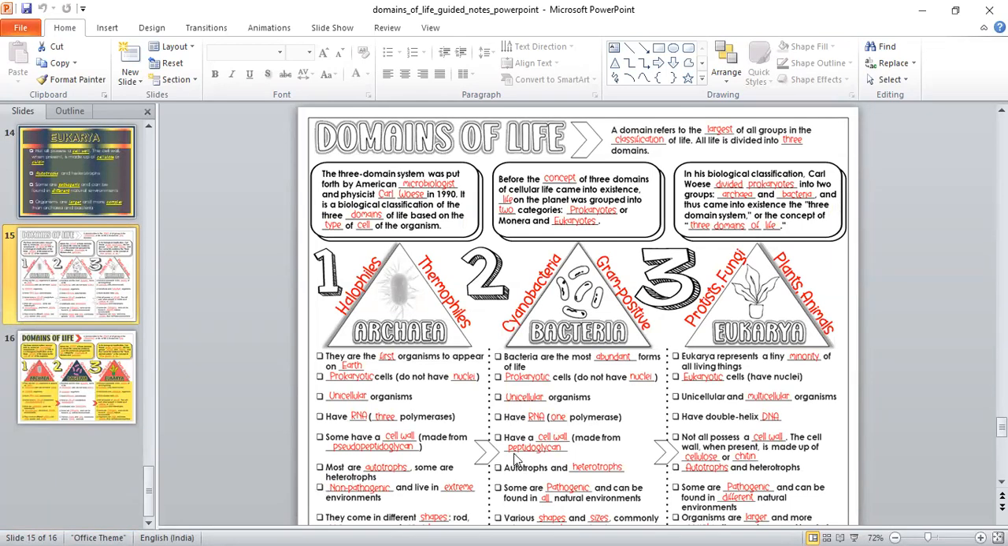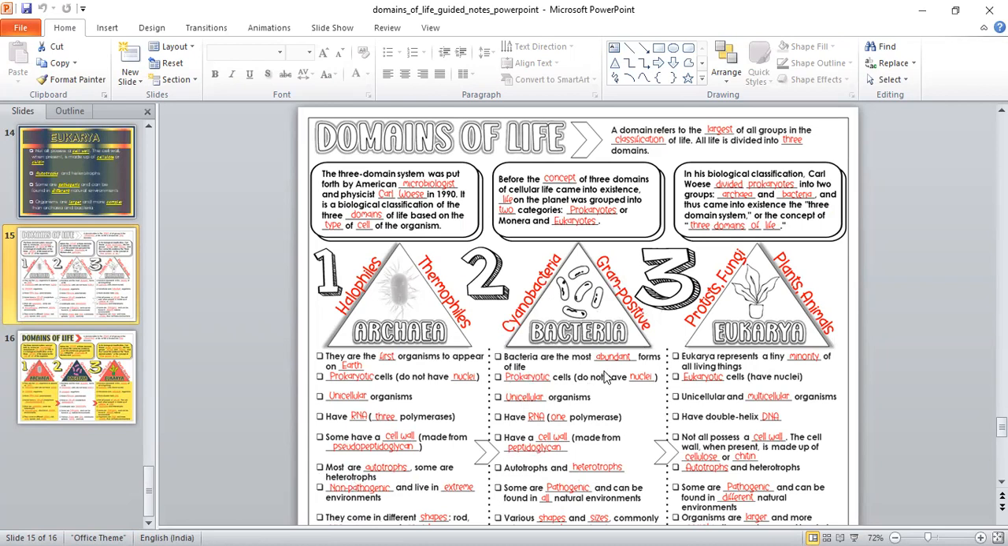A similar thing is found in the bacteria and the eukarya, that not all the organisms are autotrophic and not all the organisms are heterotrophic. They are found in different shapes. Now come to the bacteria. Bacteria include cyanobacteria and gram-positive and gram-negative bacteria.